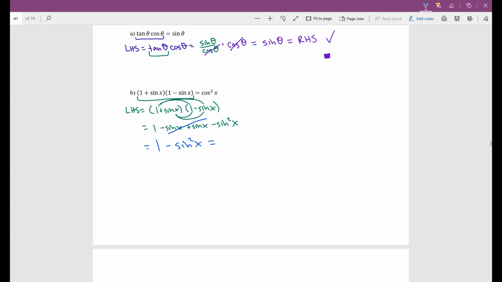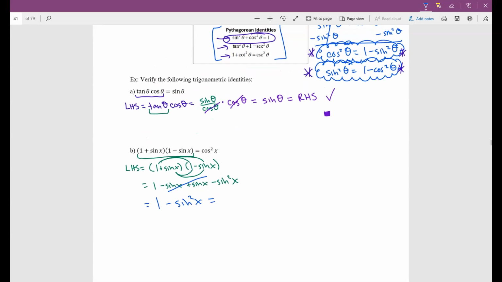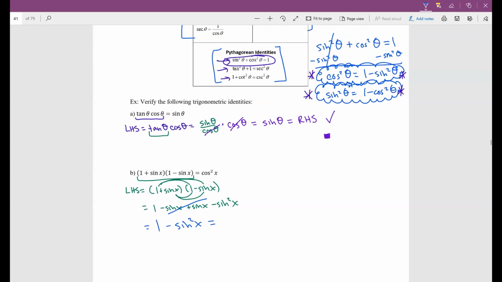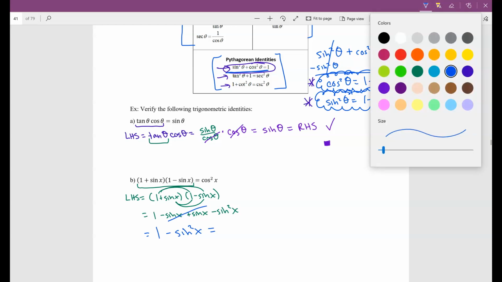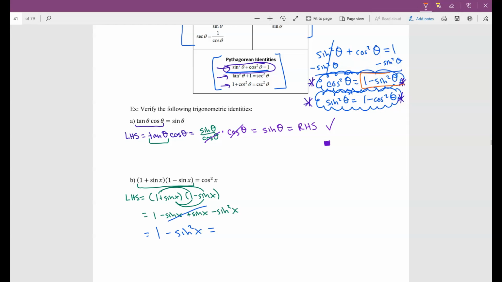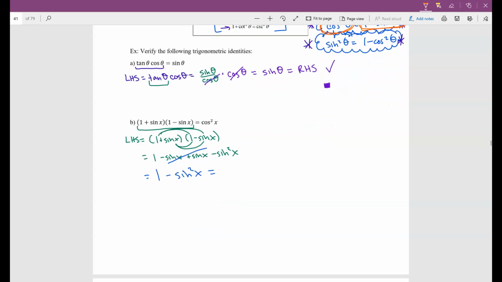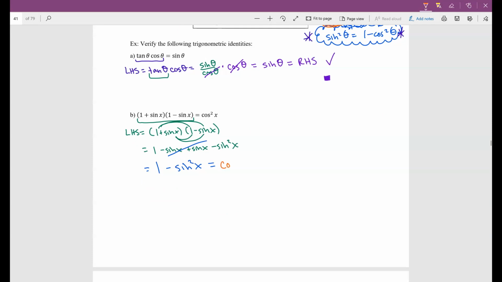Well, if we remember up above, what did we say 1 minus sine squared x was? See how I was rewriting this Pythagorean identity? We can see that 1 minus sine squared x, or 1 minus sine squared theta, is equal to cosine squared theta. So this is just equal to cosine squared theta. Well, I'm going to write x because we're using the variable x.